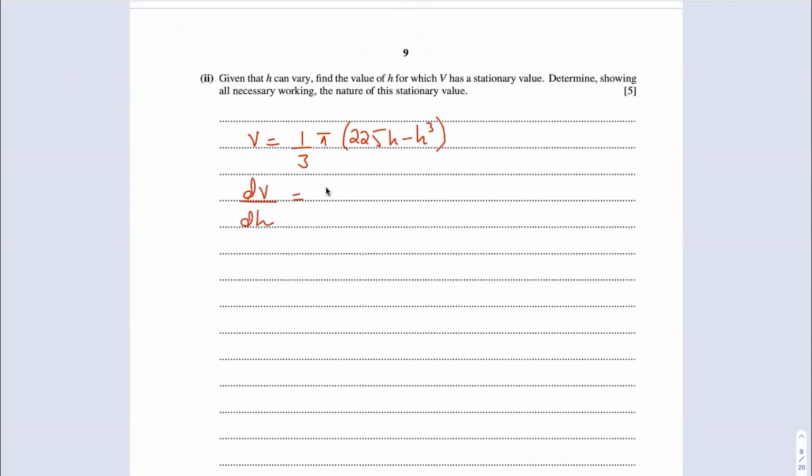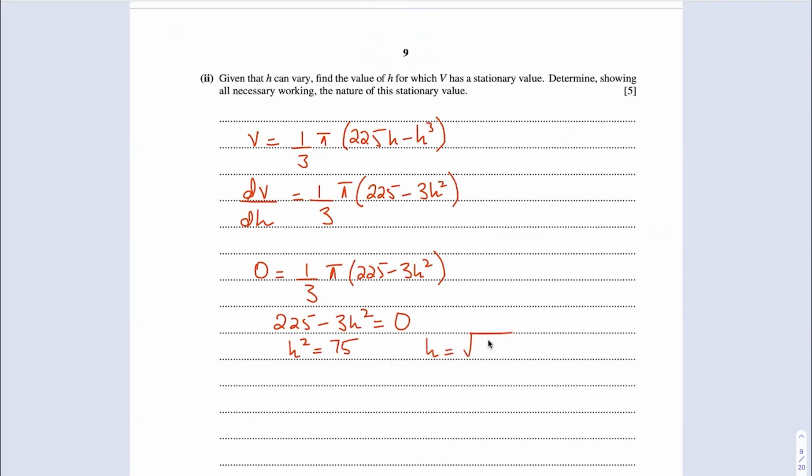So differentiating this, 1 upon 3 pi will remain as it is a constant. This will become 225 minus 3h square. Now substituting 0 over here, we'll get 0 is equal to 1 upon 3 pi into 225 minus 3h square. So the 3 will multiply by 0 and the pi will divide by 0, which will give us 225 minus 3h square is equal to 0. So h square is 225 divided by 3, which is 75, which means h is equal to square root of 75.